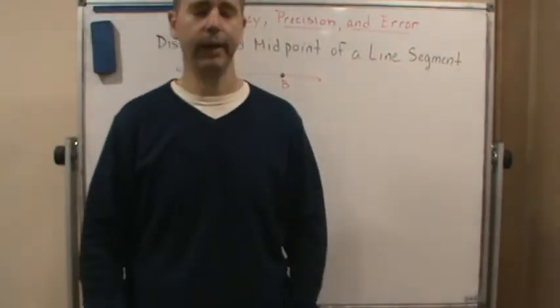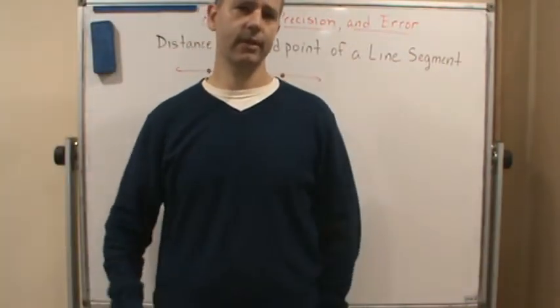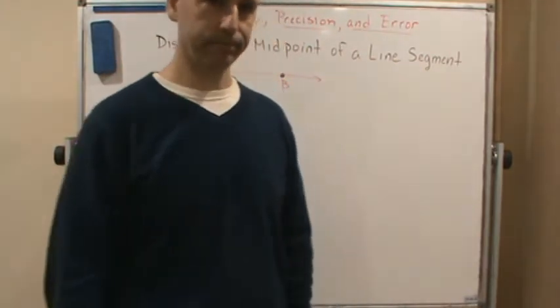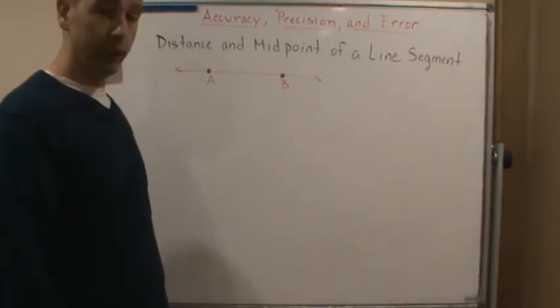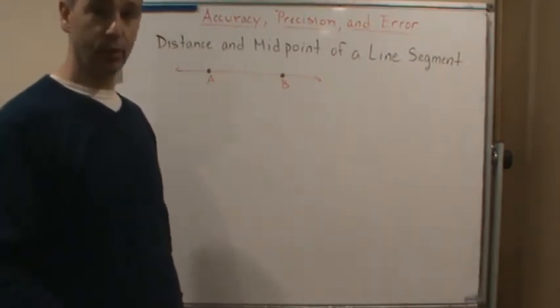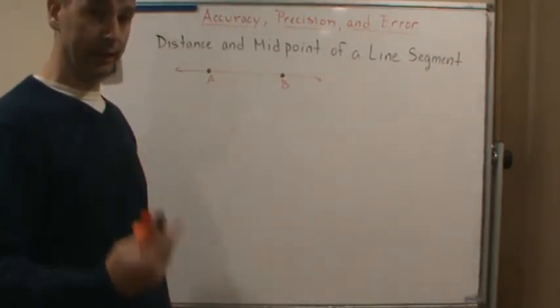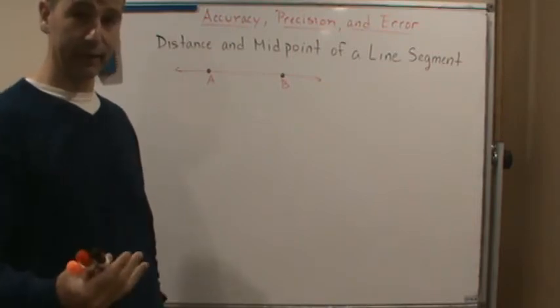Okay, so welcome back. So now we're going to talk about distance and midpoint of a line segment. Okay, so what is a line segment? Well, we know that 2 points are needed in order to determine a line. And a line has infinite length.